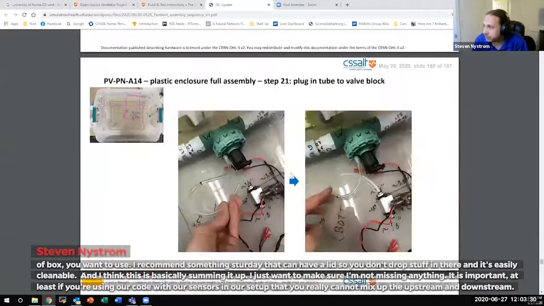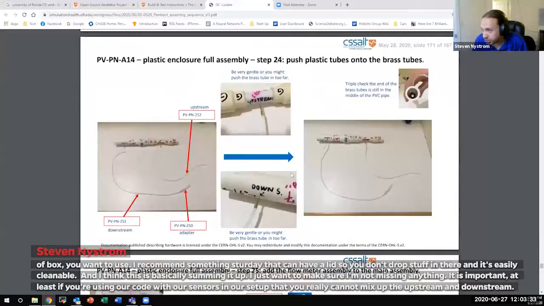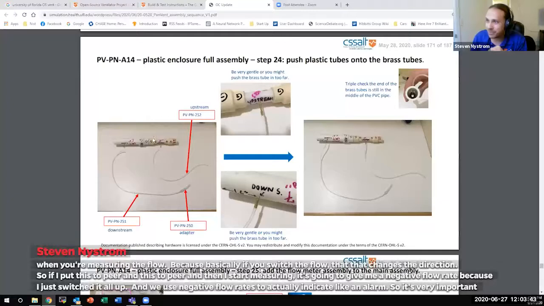And I think this is basically summing it up. I just want to make sure I'm not missing anything. It is important, at least if you're using our code with our sensors and our setup, that you really cannot mix up the upstream and downstream when you're measuring the flow. Because basically, if you switch the flow, that changes the direction. So if I put this tube here and this tube here, and then I start measuring, it's going to give me a negative flow rate because I just switched it all up.